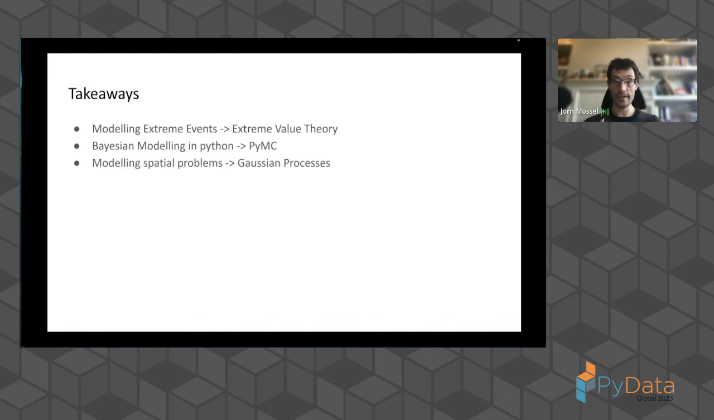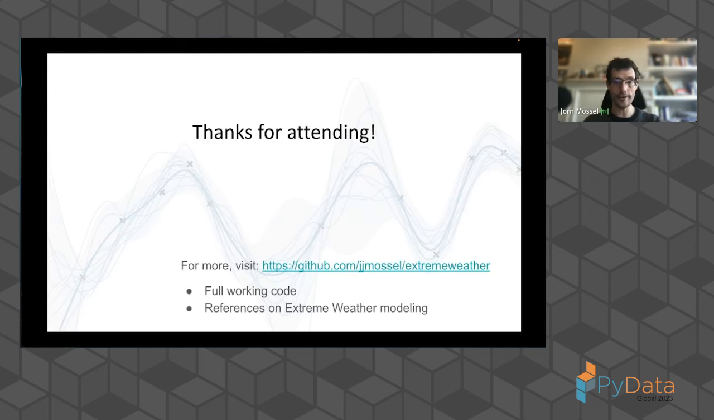Okay, perfect. Very quick, the takeaways. If you think about modeling extreme events, doesn't have to be weather, think about extreme value theory. If you want to do some Bayesian modeling in Python, I would consider PyMC. If you're working with spatial problems, consider a Gaussian process. So that was the talk. Thanks for attending. Happy to take any questions.